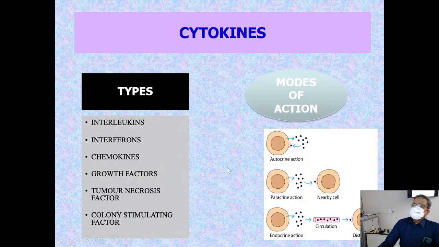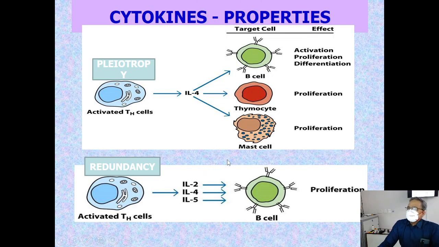So they are given names like this. You must have already studied this, interleukins and all. You have done. So interleukins, interferons, chemokines, growth factors, tumor necrosis factor, colony stimulating factor, these are all cytokines. And they can act either in an autocrine fashion, a paracrine fashion, or an endocrine, which is in the circulation.